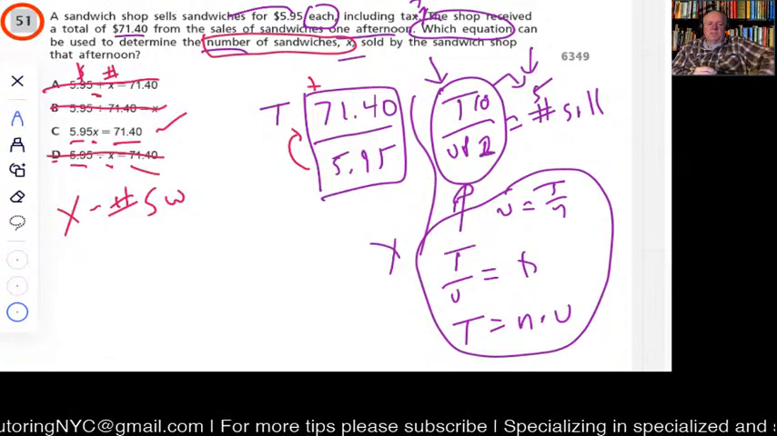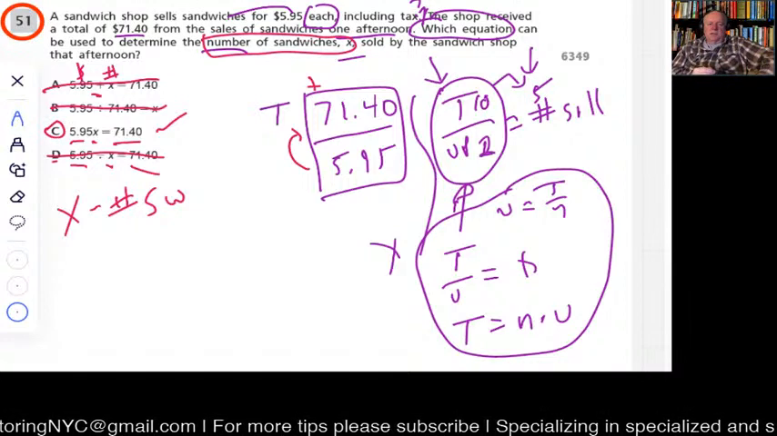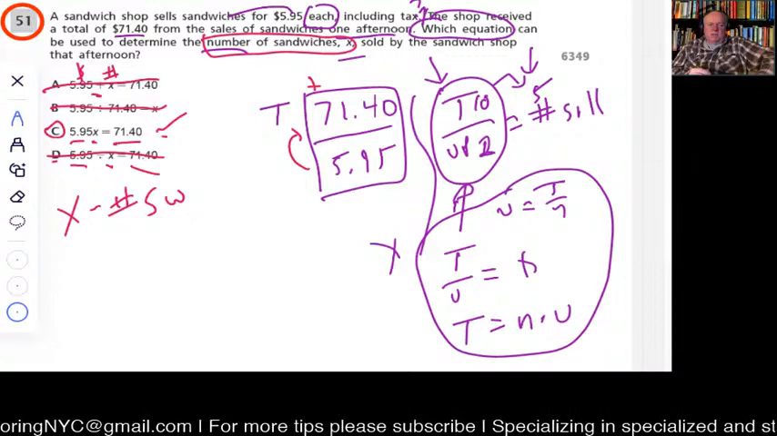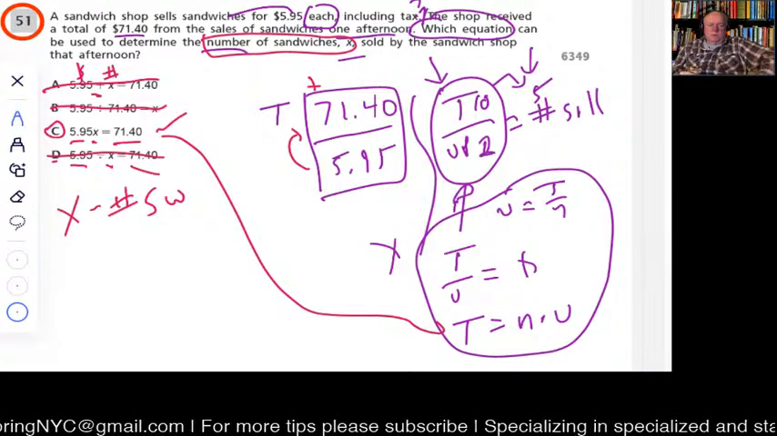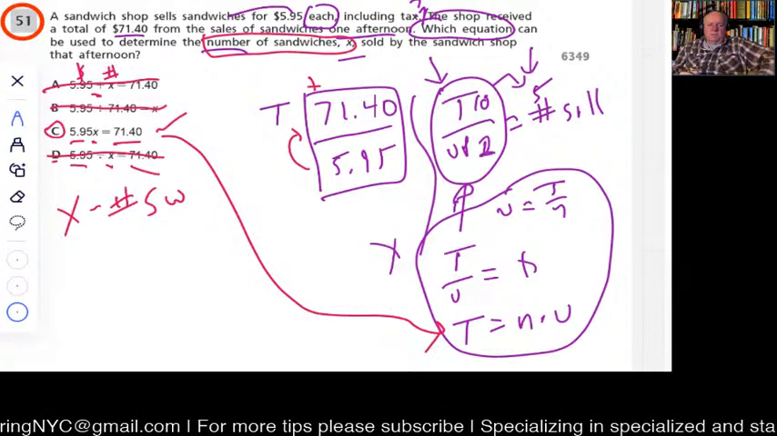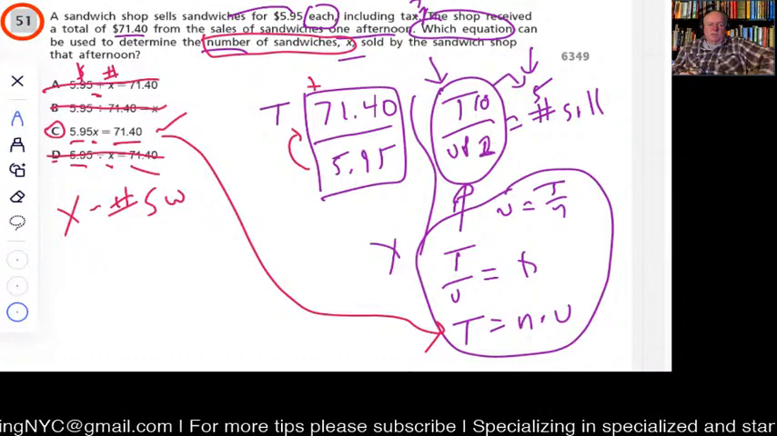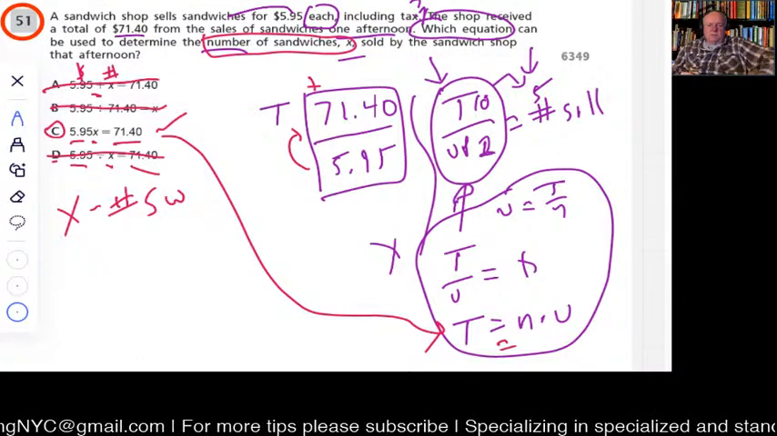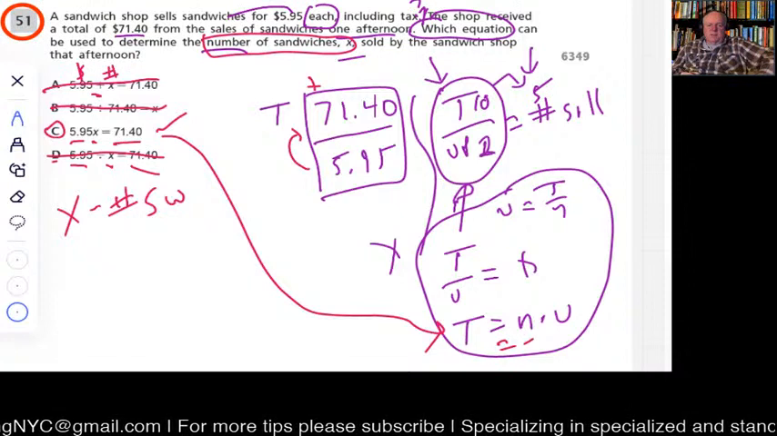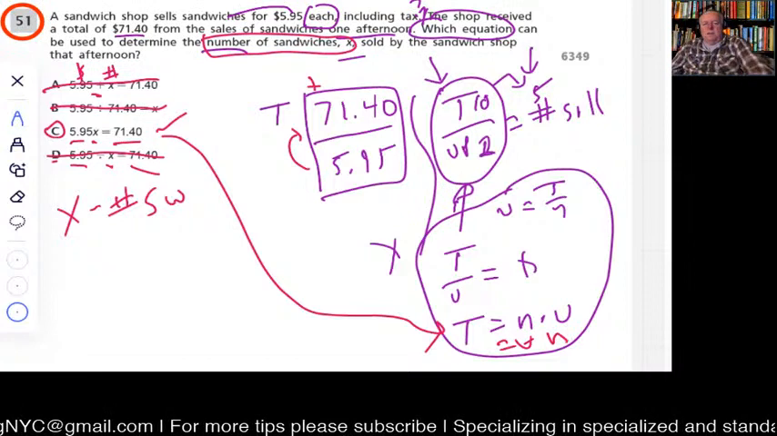So C wins for a few reasons, and it makes sense, okay? And C turns out to be this form right here. The total, which is 71.40, equals the number of things, which is X, times the unit price, which is $5.95. Remember, this is also the same as U times N, because A times B is the same as B times A. Yay, right?